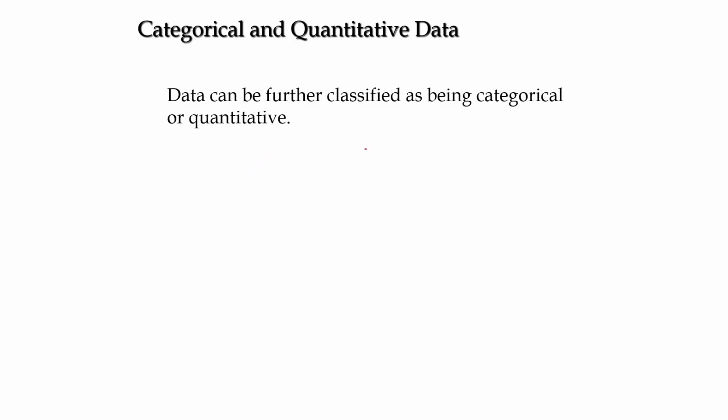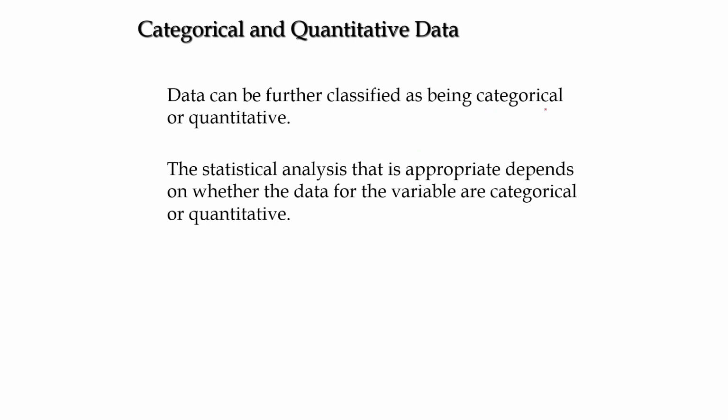So keep in mind that categorical can also be called qualitative data. The statistical analysis that is appropriate depends on whether the data for the variable are categorical or quantitative. So here we are building the foundation for chapter 2, the graphical display.